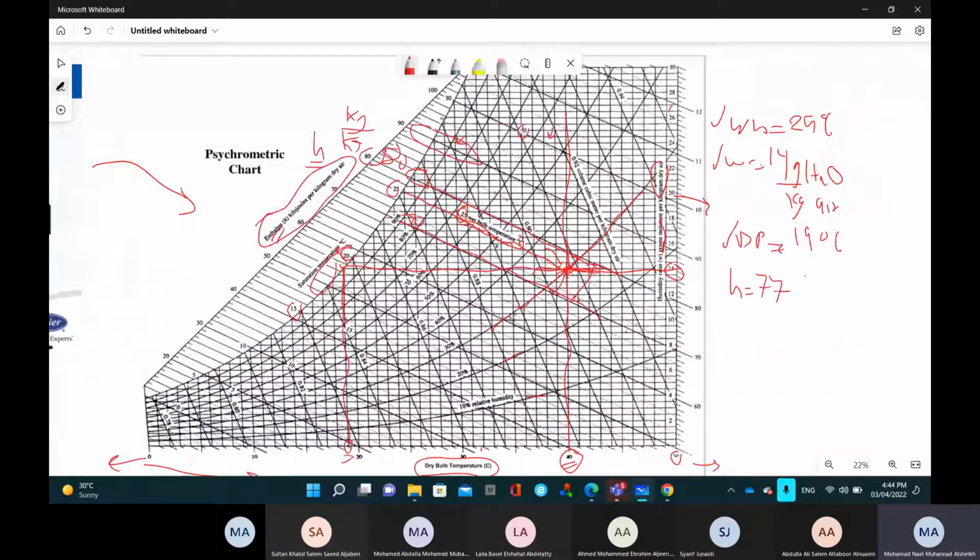Or you can do another thing, which is drawing a line parallel to these two and connecting it to the top. So either way will be fine. You can get it either by using this method, or by drawing a parallel line to these two and connecting it to the top here where the enthalpy values are written. Now this is kilojoules per kilogram.